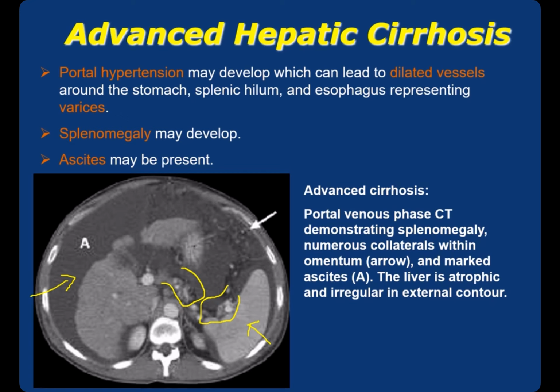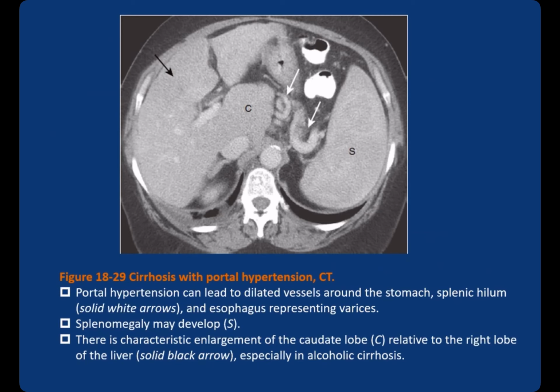And we also can see the liver is atrophic and irregular in external contour. This is also a typical case of cirrhosis. We can see the atrophy of the right lobe and enlargement of the caudate lobe, and also we can see the dilated vessels around the stomach, and also the hepatic hilum, representing varices, and also we can see splenomegaly.